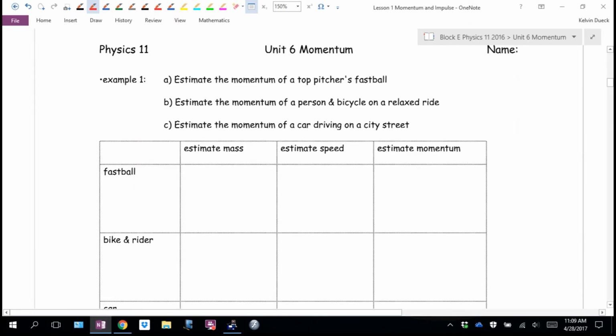I've just introduced a new concept, momentum. Whenever I introduce a new concept, I like to give you an idea of what's really big and what's really small. So example 1 says, estimate the momentum of a top pitcher's fastball. Estimate the momentum of a person and bicycle on a relaxed ride. Estimate the momentum of a car driving on a city street. I want to put it in some gruesome context. Instead of just estimating, I also want to estimate how much damage it would do if it hit you.